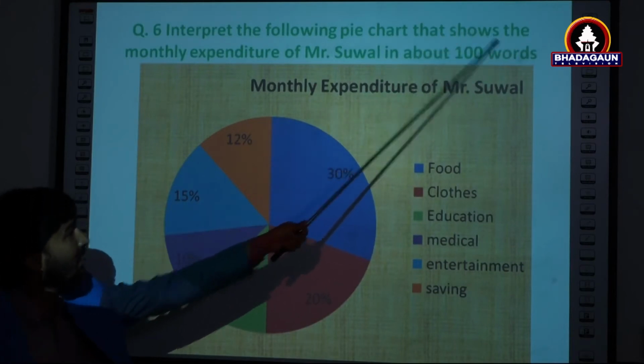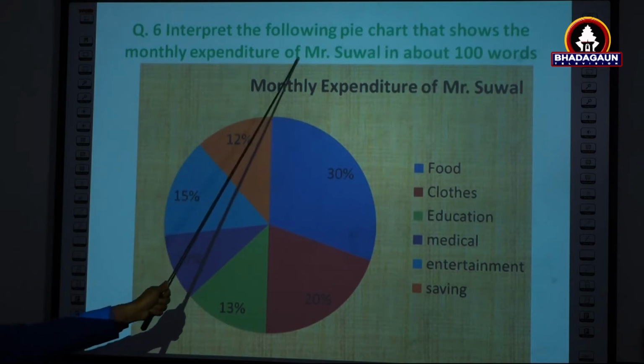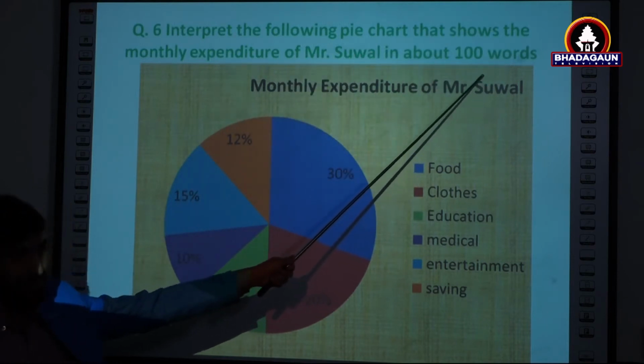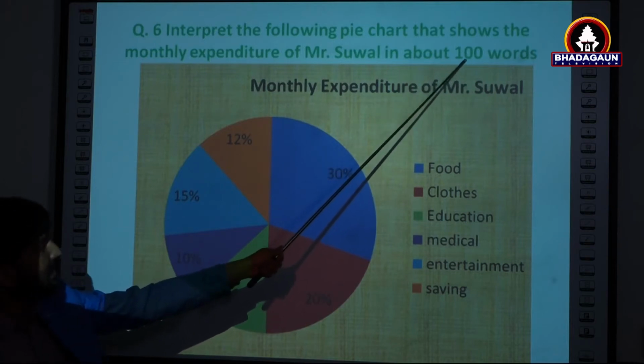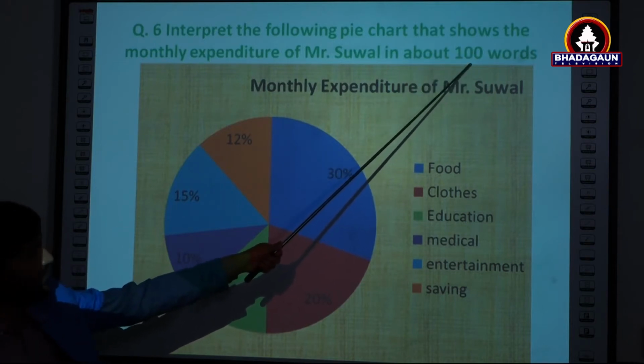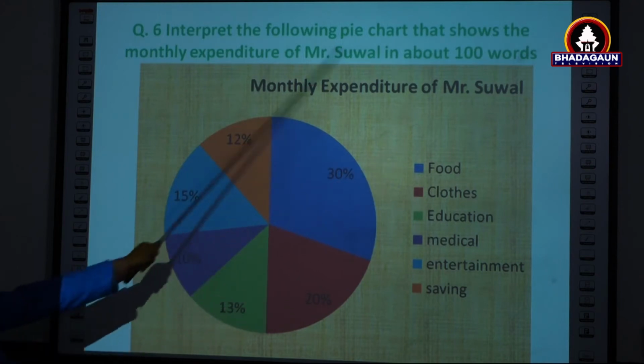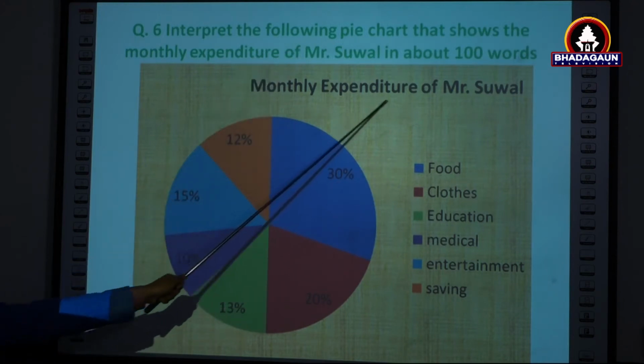Shows the monthly expenditure of Mr. Suwal in about 100 words. This is a 5-mark question, and about 100 words, or 120, 130; you may make the answer lengthy also if your time permits. So this is the word limit. Now before starting to write the answer of this picture, this is the whole question, right? This is the topic and this is the question.